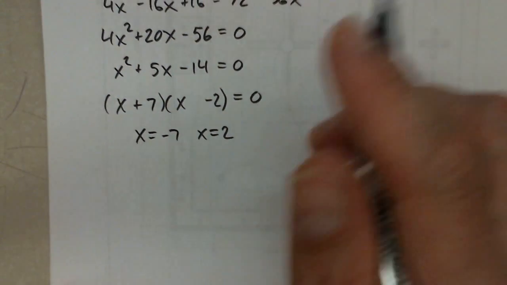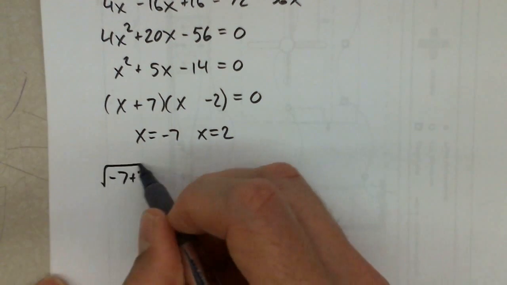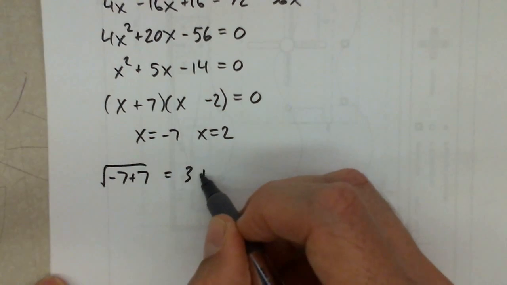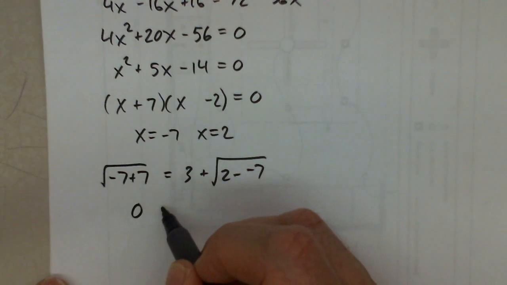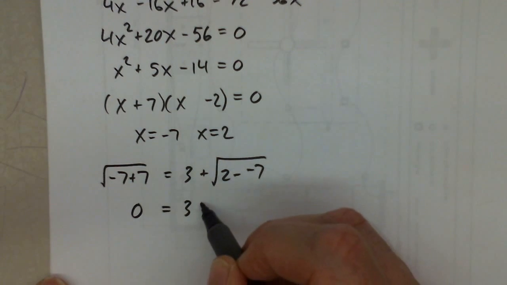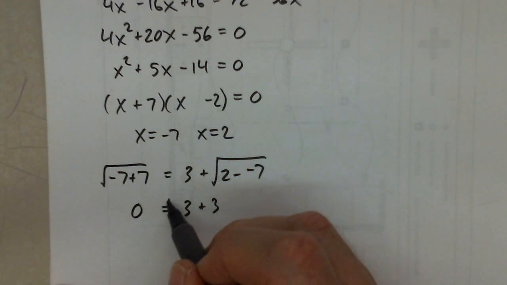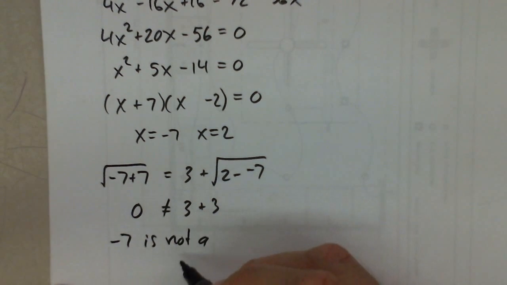And we check negative 7. We're going to have negative 7 plus 7 equals, does it equal 2 minus negative 7? 0, and on this side 6. So we say negative 7 is not a solution.